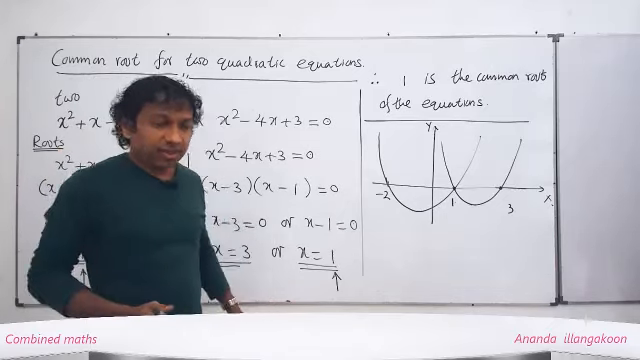Common root. Understand? Both graphs cut the x-axis at the same point. What is that point? Its x value is the common root. That's it, common root. Okay, right now, people, draw that diagram too.